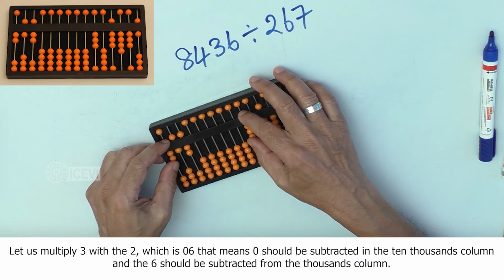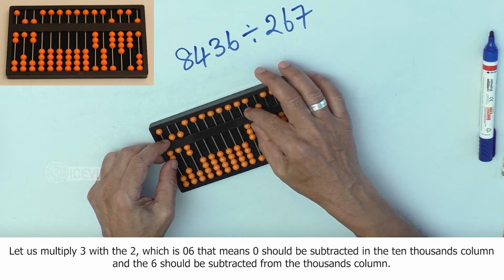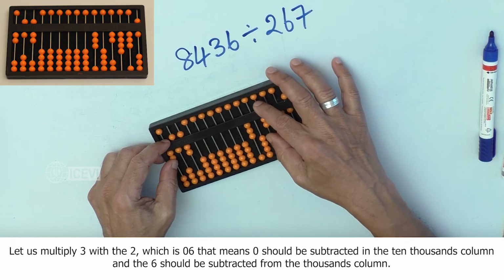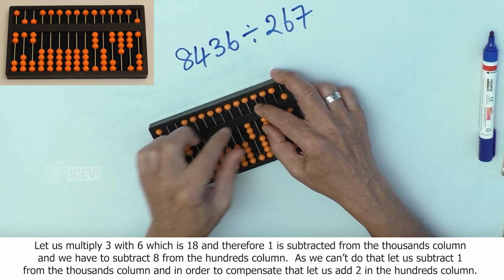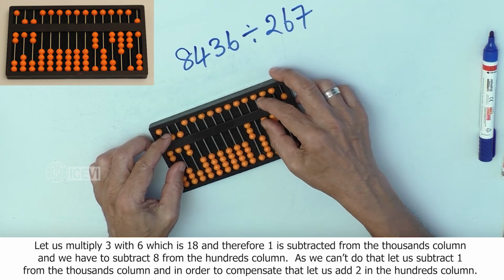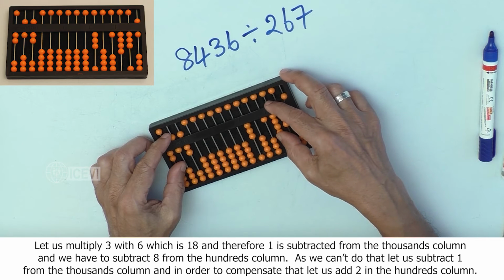Let us multiply 3 with 2, which is 06. That means 0 is subtracted in the 10,000s column and 6 should be subtracted in the thousands column. Let us multiply 3 with 6, which is 18, and therefore 1 should be subtracted in the thousands column, and we have to subtract 8 in the hundreds column.